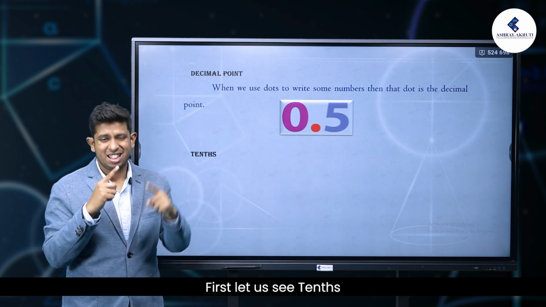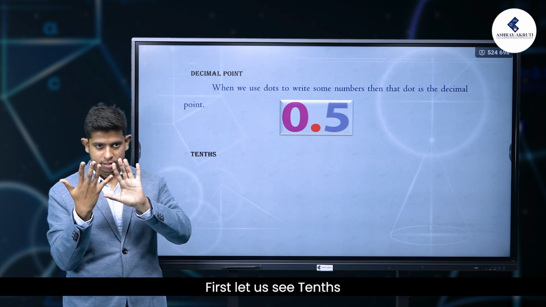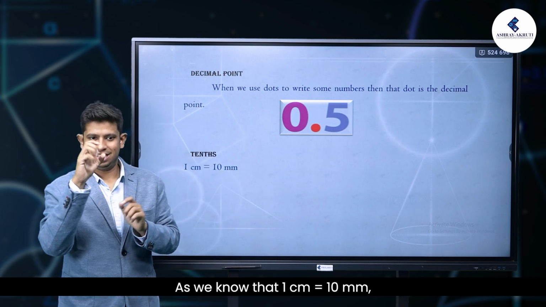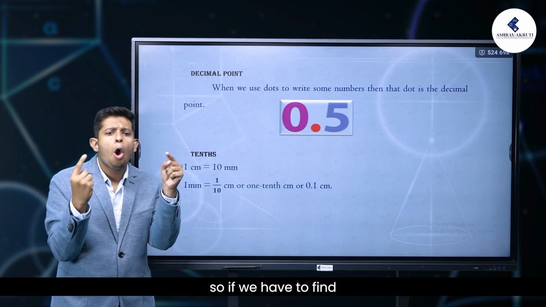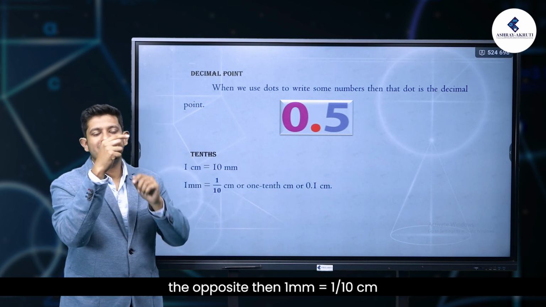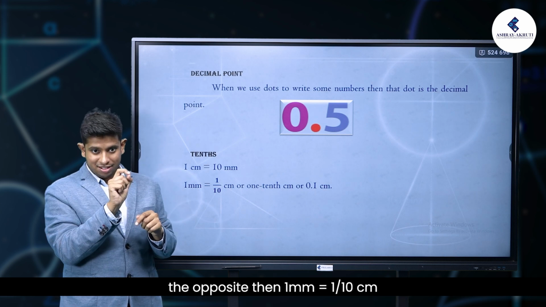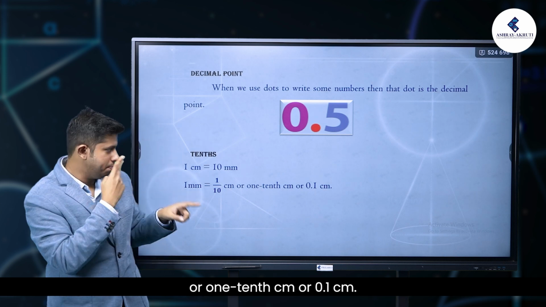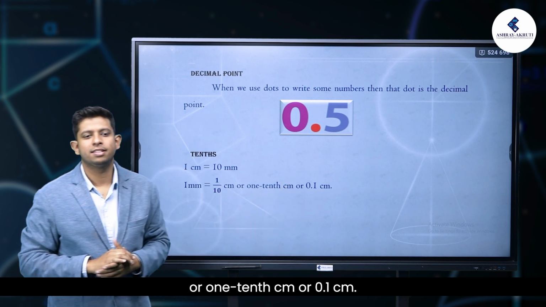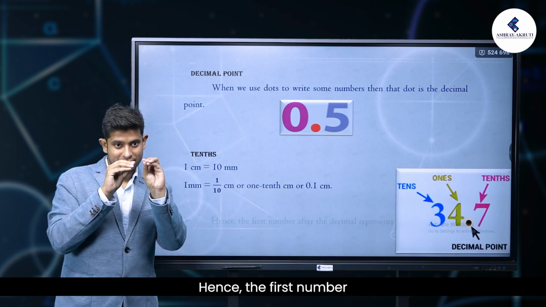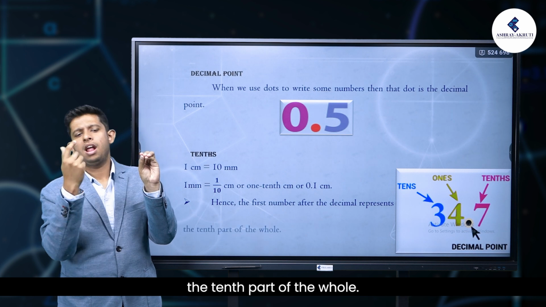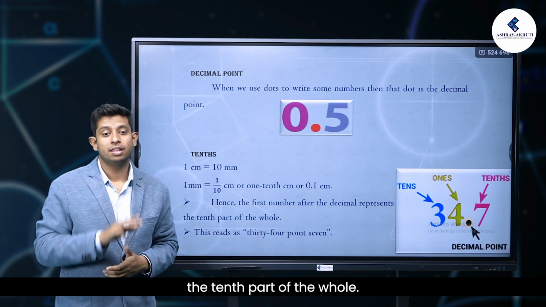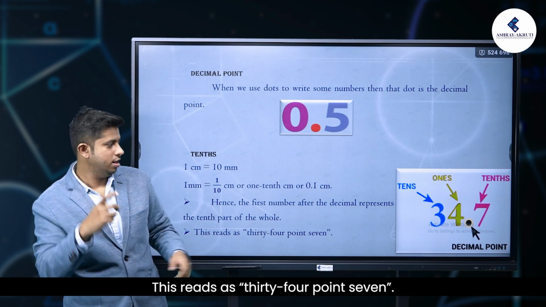First, let us see tenths. As we know, 1 centimeter is equal to 10 millimeters. So if we have to find the opposite, then 1 millimeter is equal to 1 by 10 centimeter, or 1/10 centimeter, or 0.1 centimeter. Hence, the first number after the decimal represents the 10th part of the whole. This reads as 34.7.